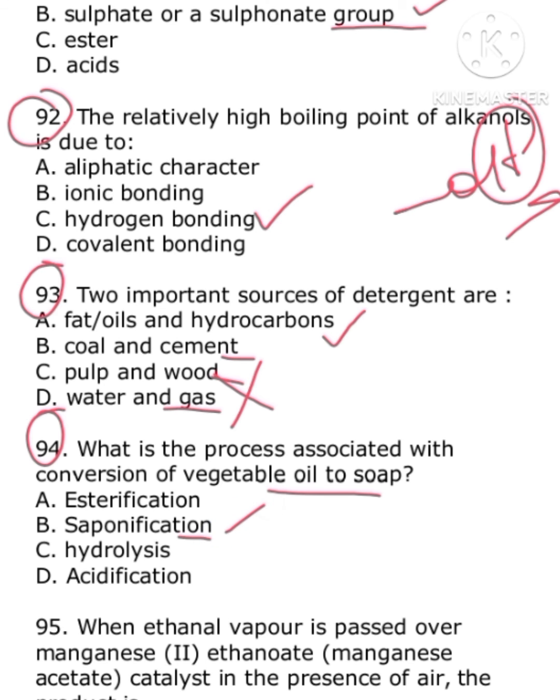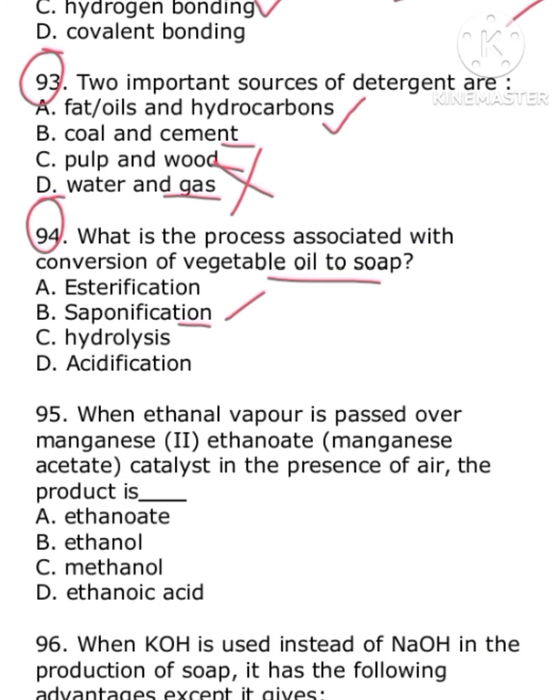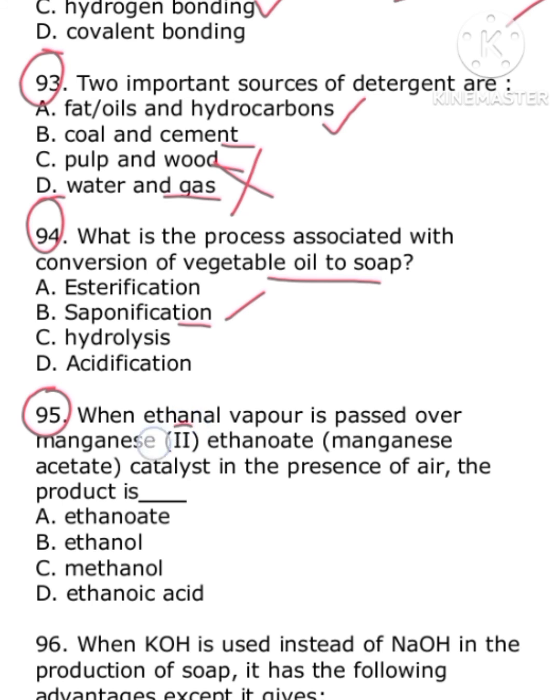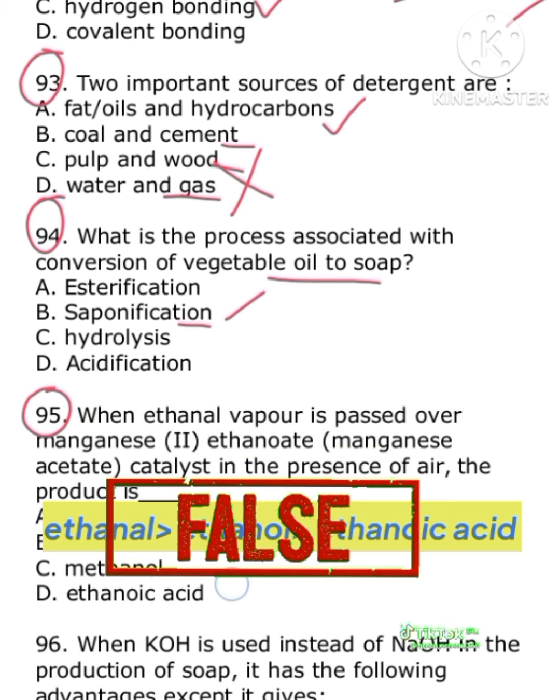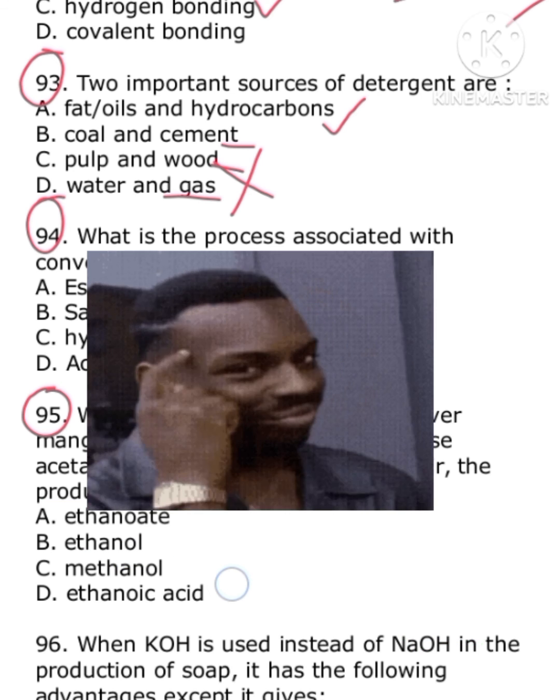When ethanol vapor is passed over manganese 2 ethanoate or manganese acetate catalyst in the presence of air, the product is what? Manganese 2 ethanoate is a reagent which will act as an oxidizing agent. So in the presence of air, it will oxidize ethanol vapor to the highest form, which is ethanoic acid. Okay, so there's no intermediate form. It is going straight. It's a direct process. So the answer is ethanoic acid.